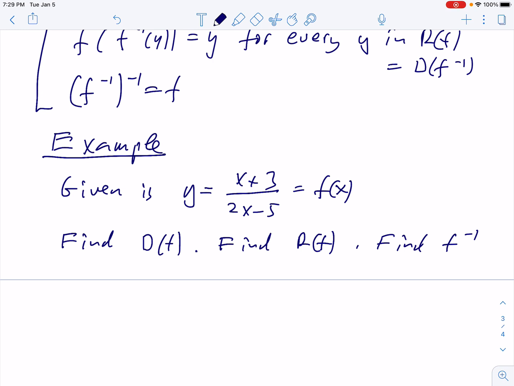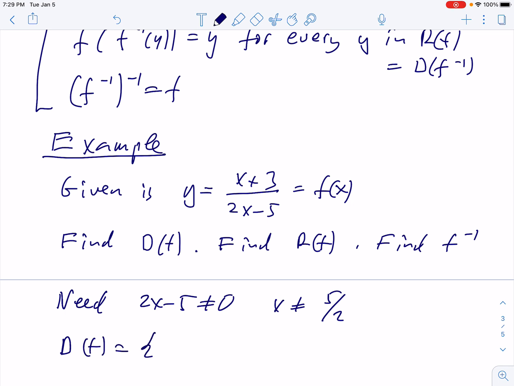So first, I want to find the inverse. Let's look at the domain. The domain is easy to find. Here, the natural domain of this function consists of all x's where we can divide by 2x minus 5. So where this expression is defined. So for the domain, we need 2x minus 5 to be different from 0. So if we solve this, x should be different from 5 halves. The domain of this function consists of all x's which are different from 5/2.